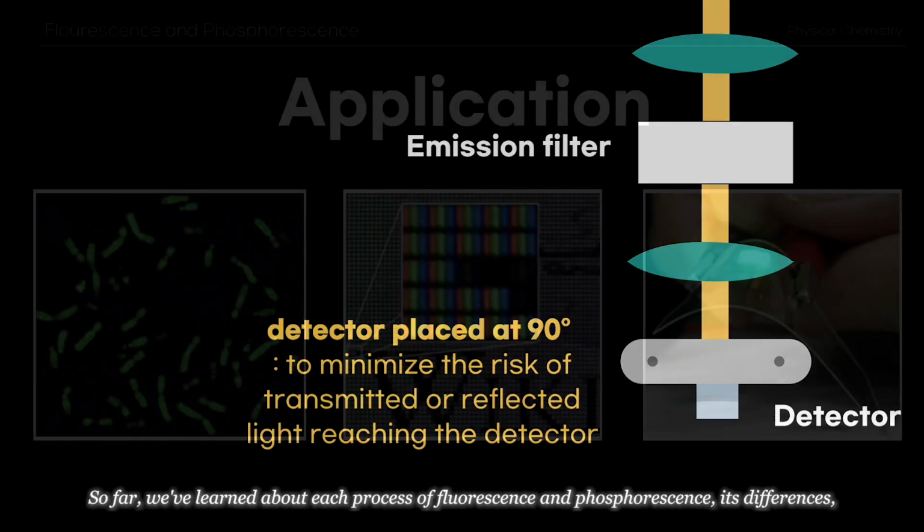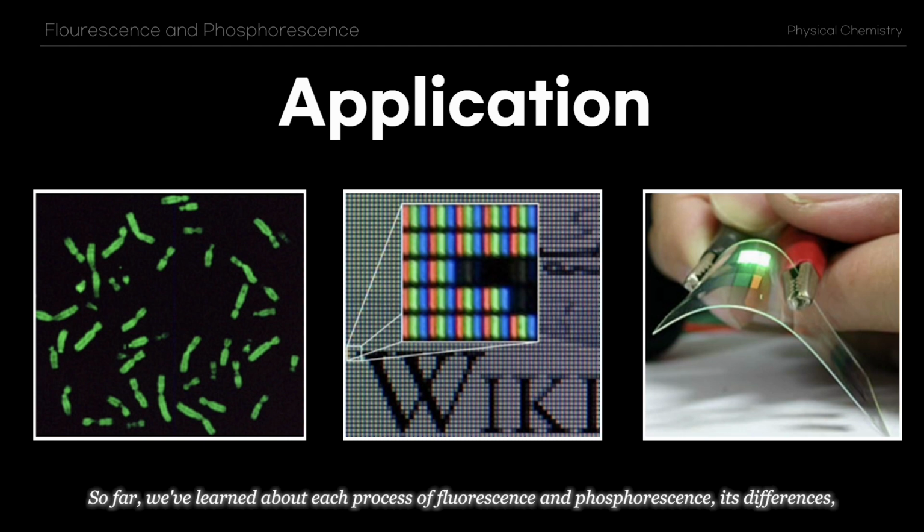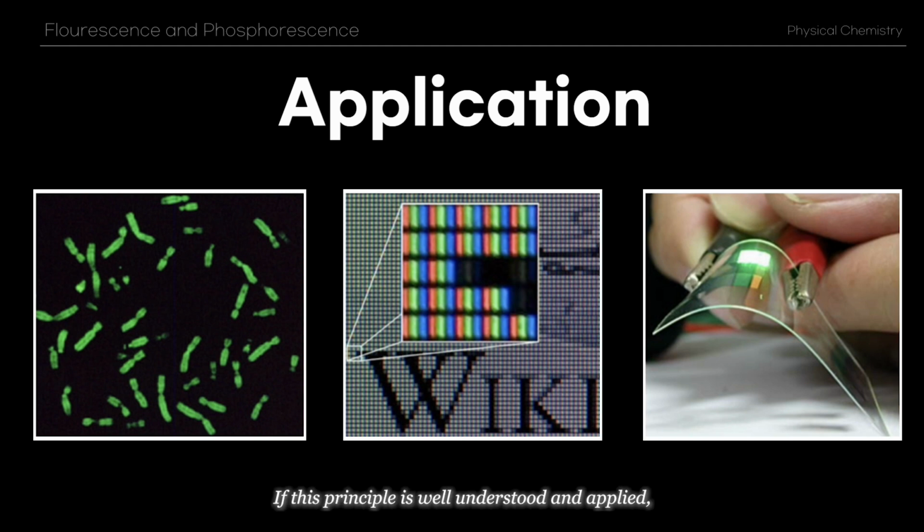So far, we've learned about each process of fluorescence and phosphorescence, its differences, and the spectrophotometer that analyzes substances using this principle. If this principle is well understood and applied, it can be used not only in life sciences, medicine, and pharmaceuticals, but also in industrial fields such as architecture and displays.